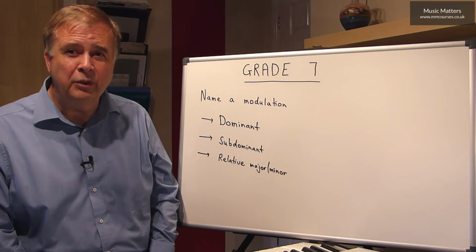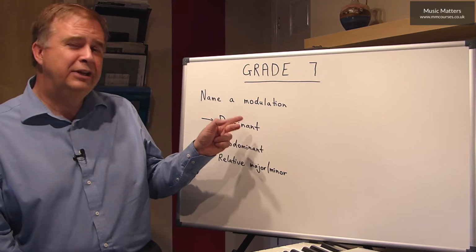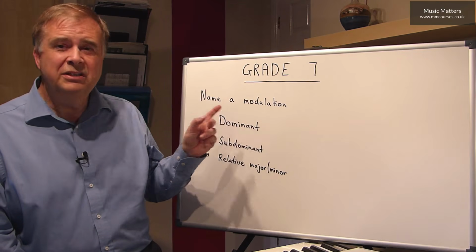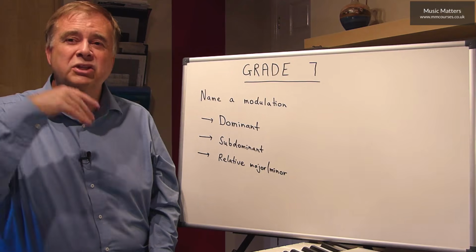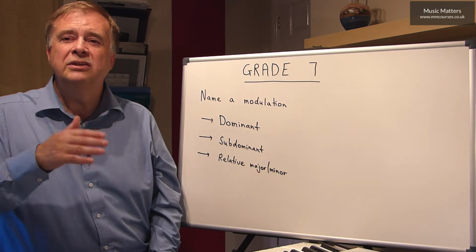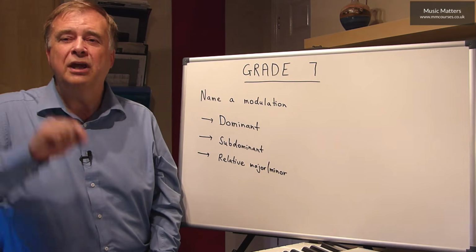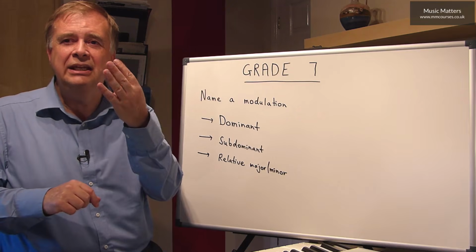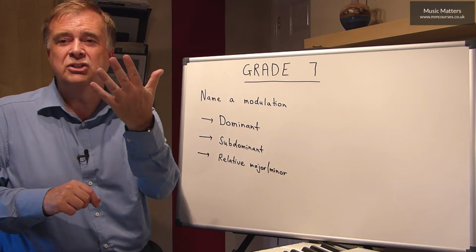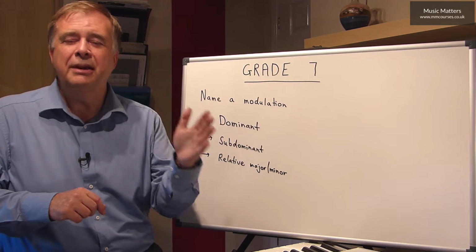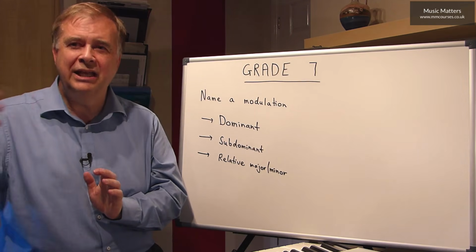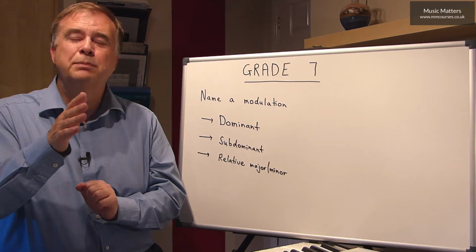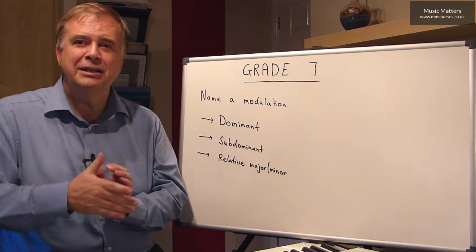So let's just think about what that means for a moment. Now, hopefully everybody's happy that the dominant is the 5th. So if we're in C major and we're modulating to the dominant, we're going to the key that's 5 notes up in C major. So C, D, E, F, G. The dominant of C is G. So if I go from C major to G major, I've modulated to the dominant key. It's the key that's based on the dominant of C major.